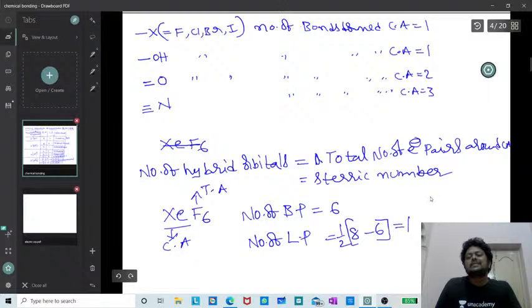So bond pairs 6, lone pairs 1 means the structure is distorted. I have already given the list. The structure is distorted octahedral.